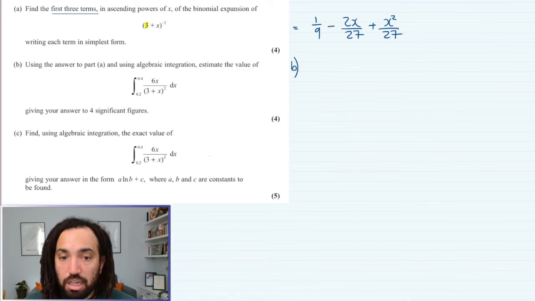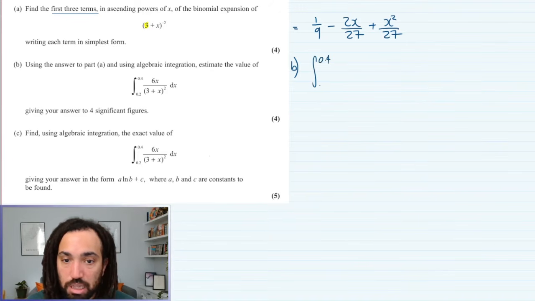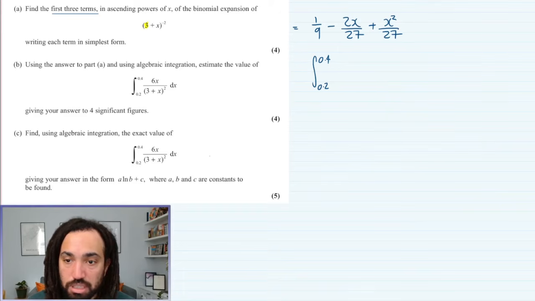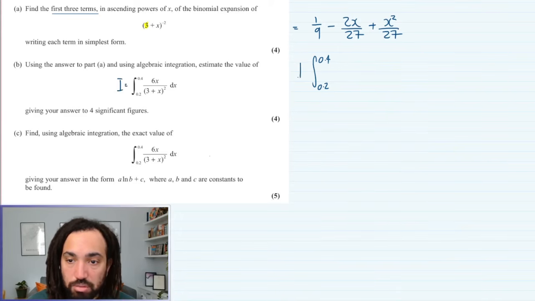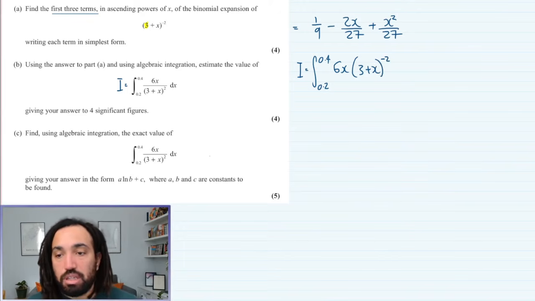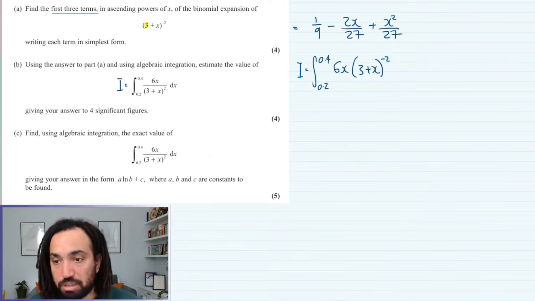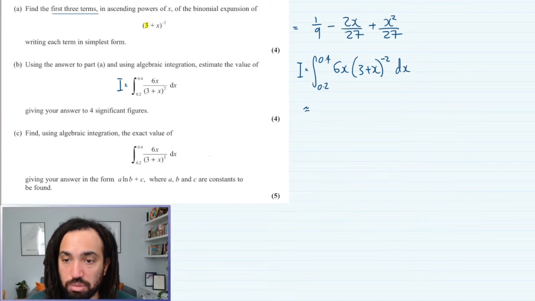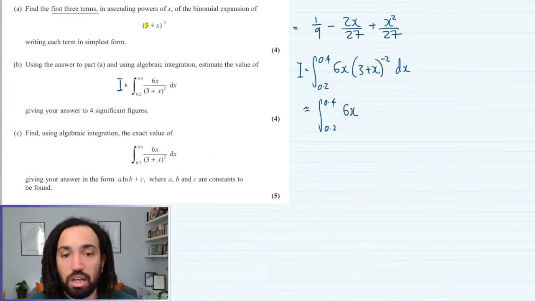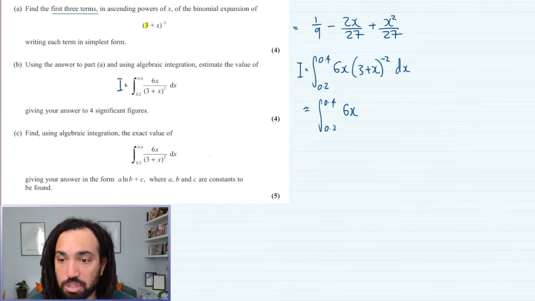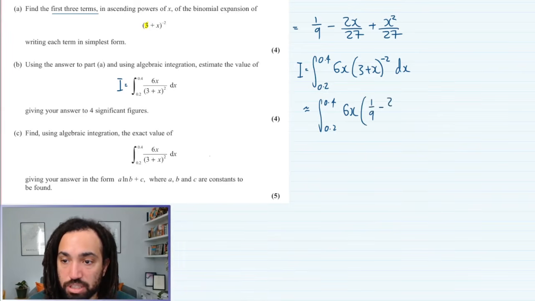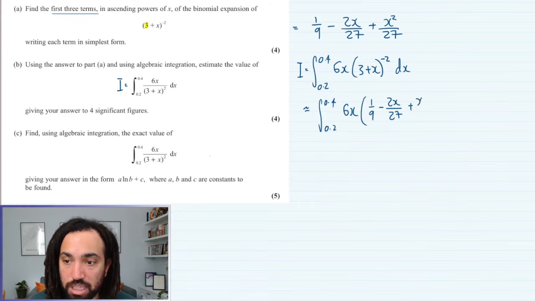Okay, so for part B, I'm going to use this answer to part A, so I've kept it up here. And we're going to take this integral, and we're going to just rewrite it as, so let's call this the integral I, and we're going to rewrite it as 6x to the 3 plus x to the minus 2. So we just brought the bracket at the bottom up to the top, changed the power to a negative. Now this is approximately equal to the integral of 6x multiplied by our approximation for this bracket, which we did in the previous part, which is 1/9 minus 2x over 27 plus x squared over 27.